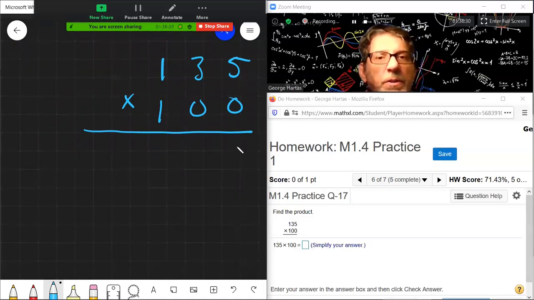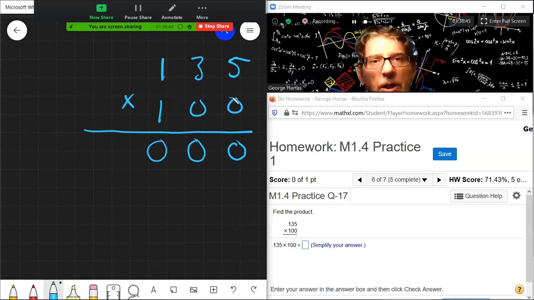0 times 5 is 0. 0 times 3 is 0. 0 times 1 is 0. And then we start with the next digit over. So here's the sequence, by the way. We're going to multiply each number down here with everyone on top. And we always start the multiplication from the right and move to the left. This times this goes here. This times this goes here. This times that goes there.